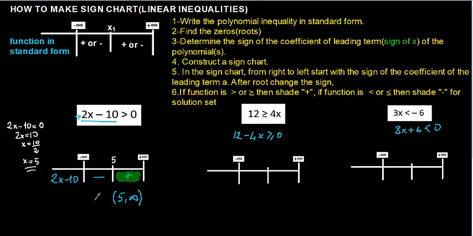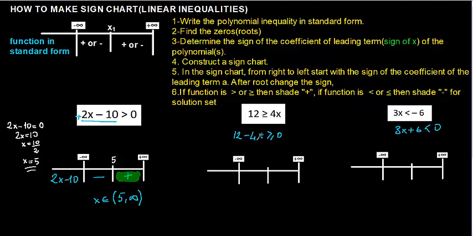But when we are writing this one, we should write mathematically x is an element of 5 to infinity. If we write this as a solution set, we are going to add here x such that x is an element of 5 to infinity. We need to say that.